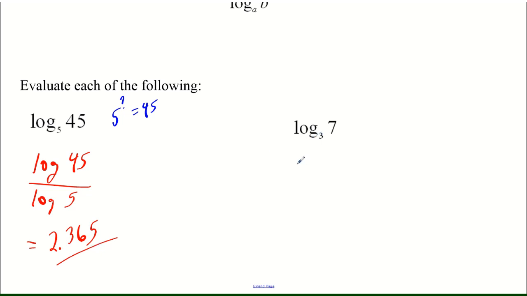Okay, this one over here, I'm trying to figure out 3 raised to what power gives me 7. But I want it to be exact. I don't want to just guess and test and play Price is Right guessing game. I want to be able to figure that out on my calculator.